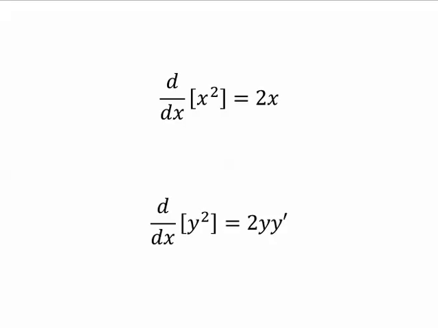Okay, let's look at it one more time. In the first line, the letters match up. The derivative of x squared is 2x. The derivative of y squared is 2y y prime. You're now ready to do implicit differentiation.